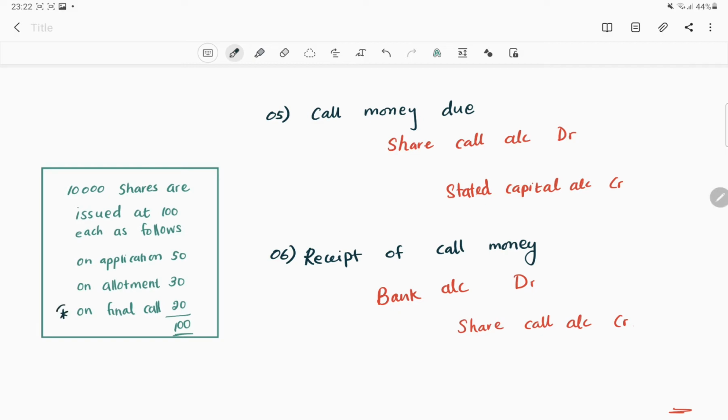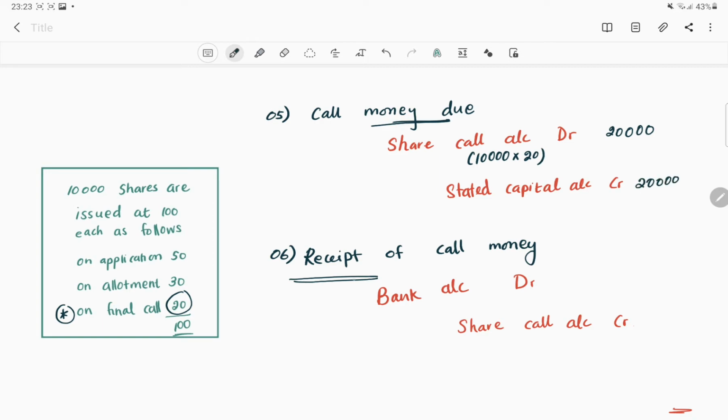Then finally what is left is the final call. On the final call also, first of all, you need to make the entry for the call money due, and then you can record the entry for the cash that you are receiving from the call. When it comes to the call money due, you have to debit the share call account and credit the stated capital account. The amount to be debited is 10,000 shares into the call money amount, which is 20,000. So you are debiting it to the share call account and crediting it to the stated capital account.